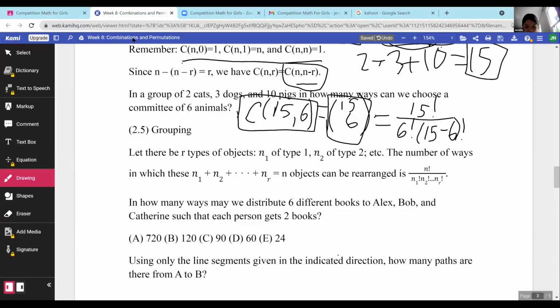Okay, grouping. Let there be R types of objects, N1 of type 1, N2 of type 2, etc. And then the number of ways in which these N objects in total can be rearranged is this expression.